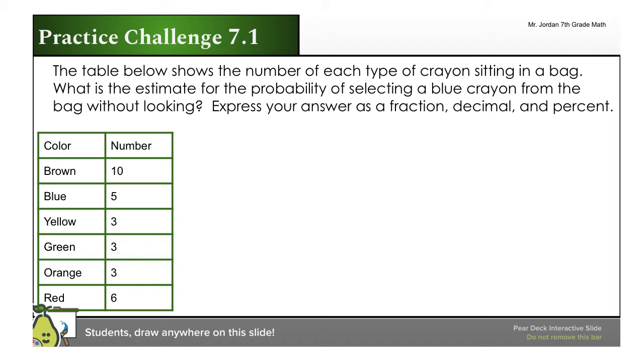Lesson 7.1 Practice Challenge. The table below shows the number of each type of crayon sitting in a bag instead of marble. What is the estimate of the probability of selecting a blue crayon from the bag without looking? Express your answer as a fraction, decimal, and percent. So this is essentially the same.